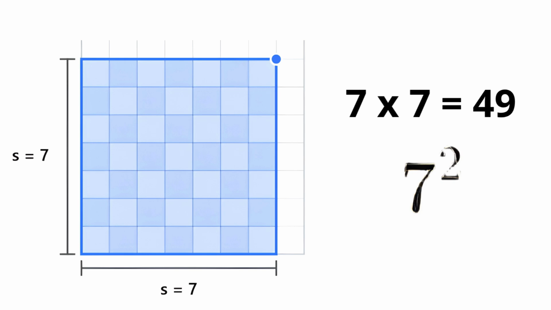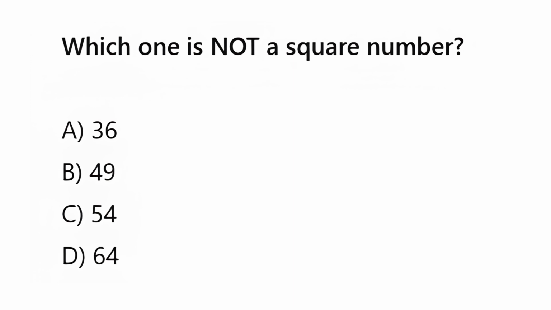Now let's make it a little more difficult. Which of these numbers is not a square number? Look carefully at the options. The correct answer is 54. 36 is 6 squared. 49 is 7 squared. And 64 is 8 squared. But 54 cannot be written as a whole number multiplied by itself.